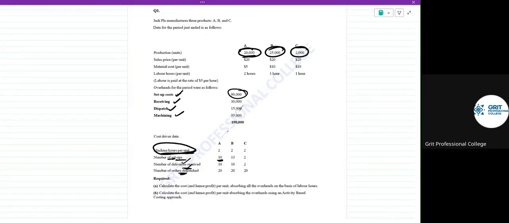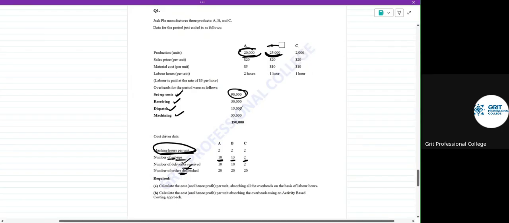Okay? We have to set up the machine 13 times to cover all 25,000 of B. And we have to set up twice for C. And it makes sense even if you look at how much we are producing. The one that we produce more, you can see that there are more setups to be done to cover it. That is basically it.